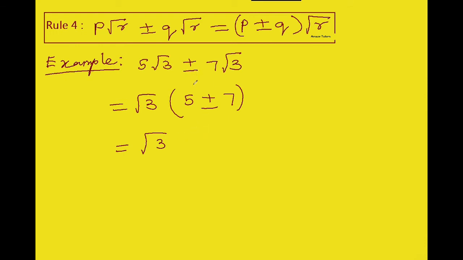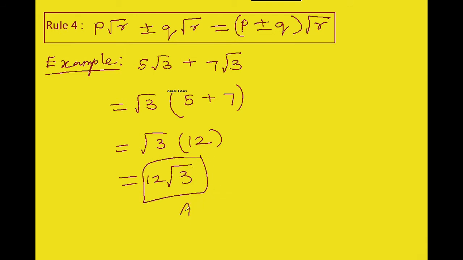Actually, I will show it as a single operation so that it will be easier for you to understand. Now 5 root 3 plus 7 root 3. Root 3 is the common factor taken out. 5 plus 7. What is 5 plus 7? 12. Now don't leave this as the final answer. Bring this 12 in front of root 3. This is the answer using this rule 4.